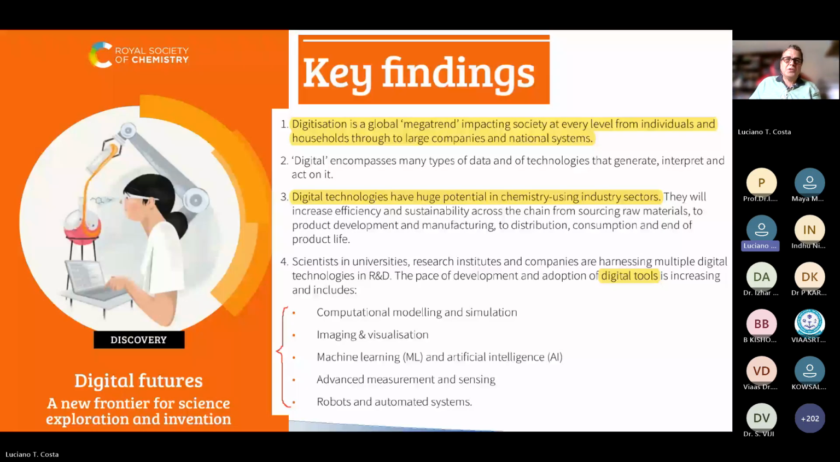Computational modeling and simulation, imaging and visualization, machine learning, artificial intelligence, advanced measurement, sensing, robots, and automated systems. And then we can say automated lab, chemistry lab. This is not the future. This is the present. So we need to be prepared for the future, and we need to pay attention to these skills to build a sustainable future, and of course, use these tools in the best way.